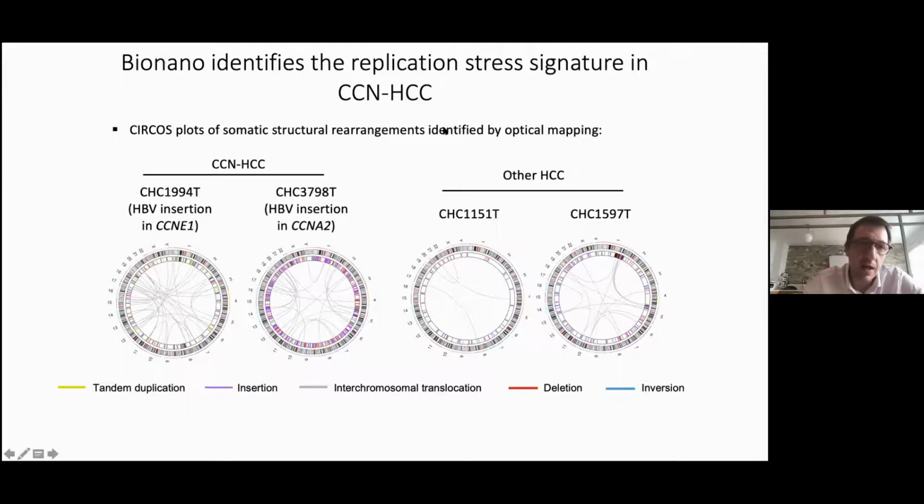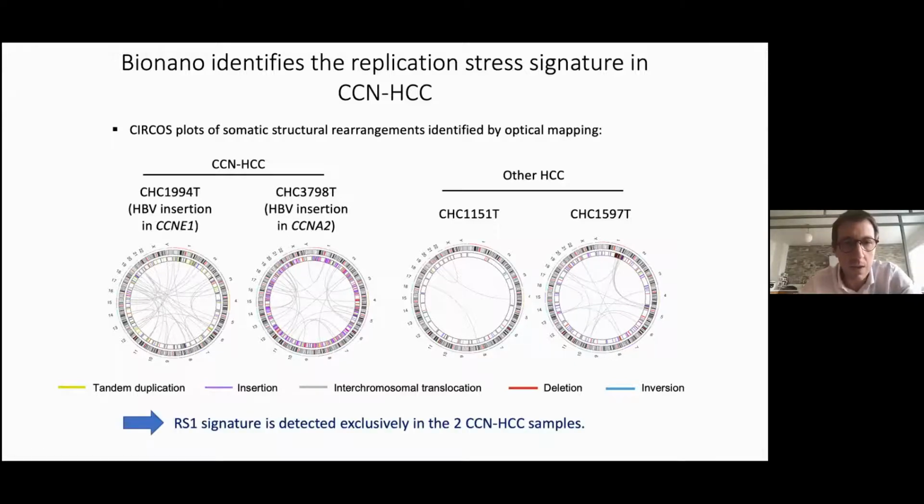Interestingly, in the second sample, we knew that we had some tandem duplications that were very focal in the range of 10-20 kilobases. And for these events, usually you don't have enough DLE markers to be able to map with precision the segment on the genome. Yet, Bionano software did identify those events as insertions, despite their very small size. So the RS1 signature is detected exclusively in the 2 CCN-HCC samples.